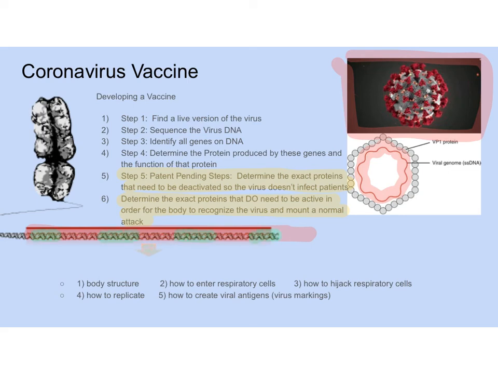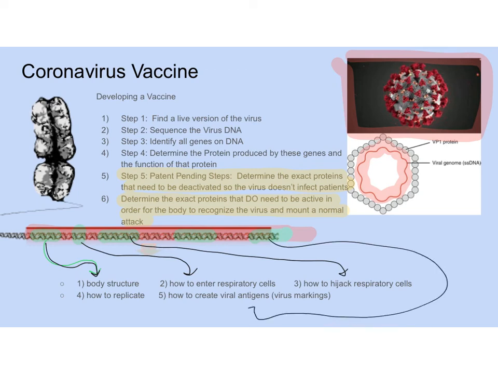So the different genes. I'm going to make 5. 1, 2, 3, 4. And, well, a small little gene there. Now, those different genes code for different proteins. So say this gene codes for body structure. This gene codes for body structure. And we'll say this gene codes for how to enter the cell. We'll say this gene codes for how to hijack the cell. And then we'll say this gene codes for how to create viral antigens. And this gene codes for how to replicate. This is getting messy, I apologize.